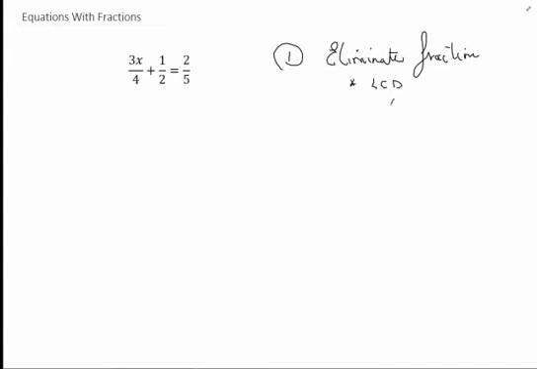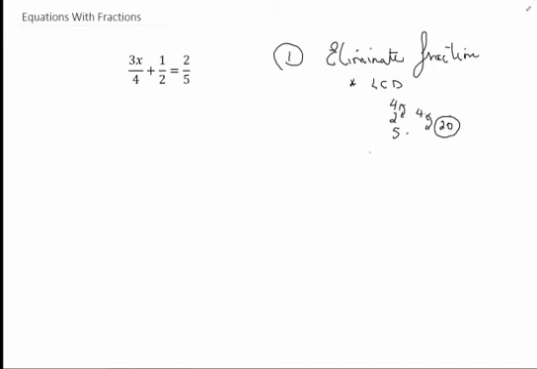And in this case, we have 4 and 2 and 5 as denominators. So the 4 and the 2 have a common denominator of 4, and then the 4 and the 5 have a common denominator of 20. So our lowest common denominator is going to be 20, and that's because 20 can be divided by 4, 20 can be divided by 2, and 20 can be divided by 5.